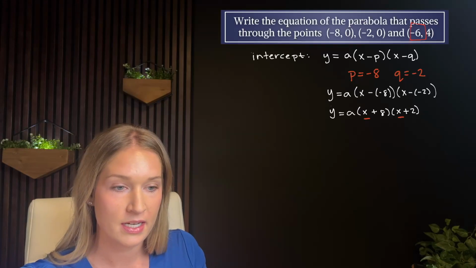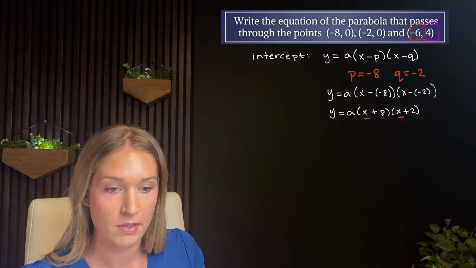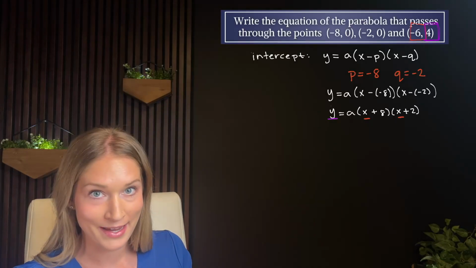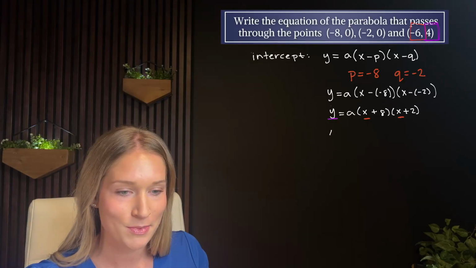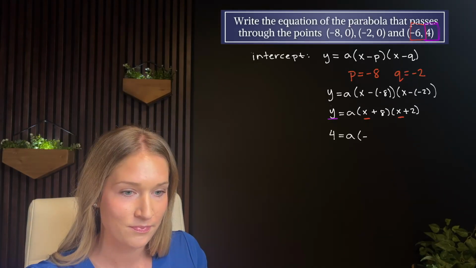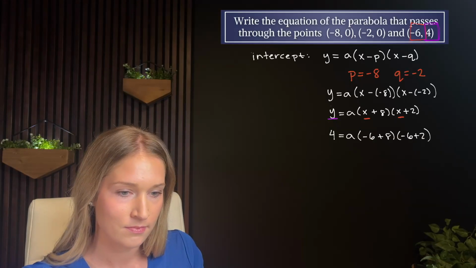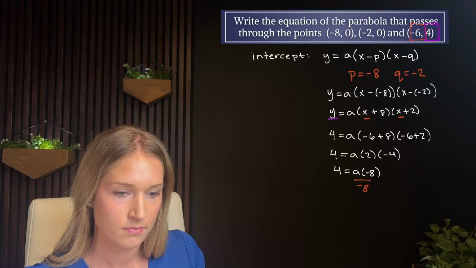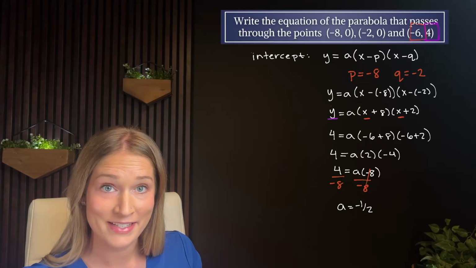And then I'm going to take that 4, my y value, and put it in for the y value. And then the only variable left will be the a, and I can solve for a. So let me go ahead and do that. So my a is -1/2.